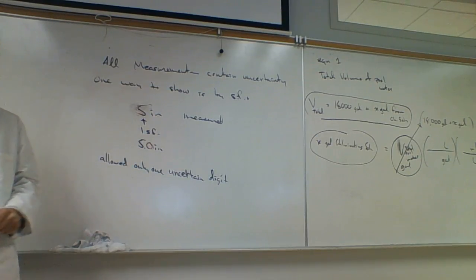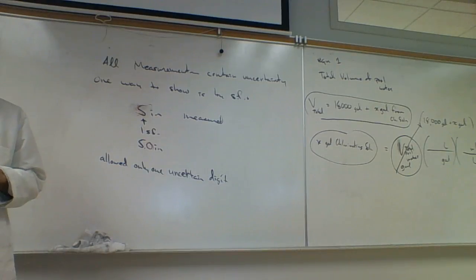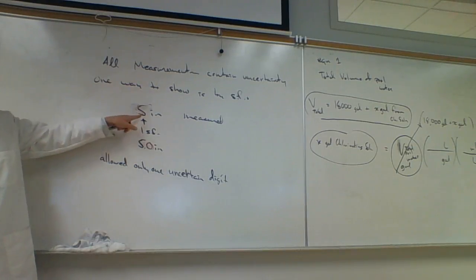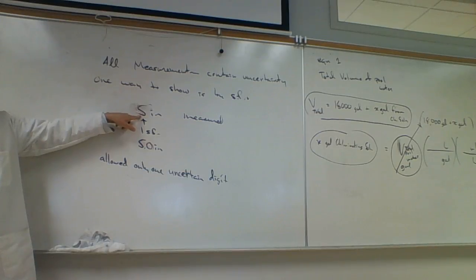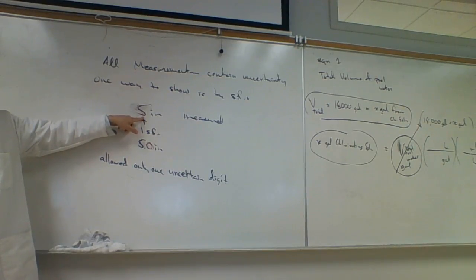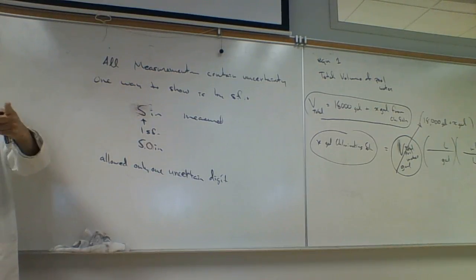And the uncertain digit is going to have a degree of uncertainty about half the unit. And so here, half the unit would be about half an inch. The units are 1 inch. 1, 2, 3, 4, 5, 6. And so it'd be plus or minus about a half inch. In other words, it'd be around 4.5 to 5.4 inches. This is what I'm eyeballing.